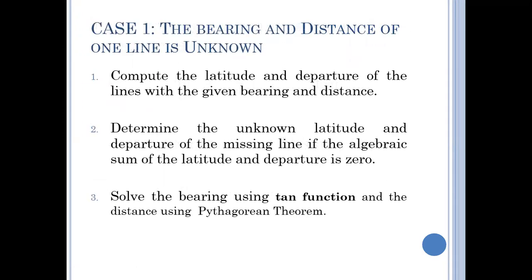So case 1, the procedure is as follows. First, we need to compute the latitude and departure of the lines with the given bearing and distance. Second, determine the latitude and departure of the missing line, since the algebraic sum of the latitude and departure should be equivalent to 0. Third, solve the bearing using the tangent function, and the distance using the Pythagorean theorem.